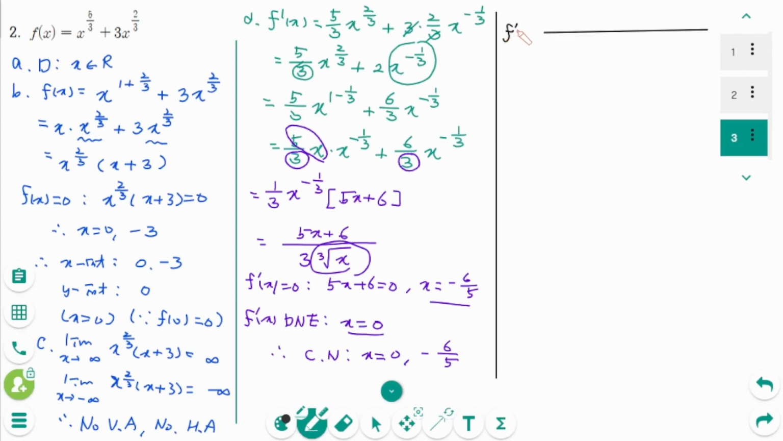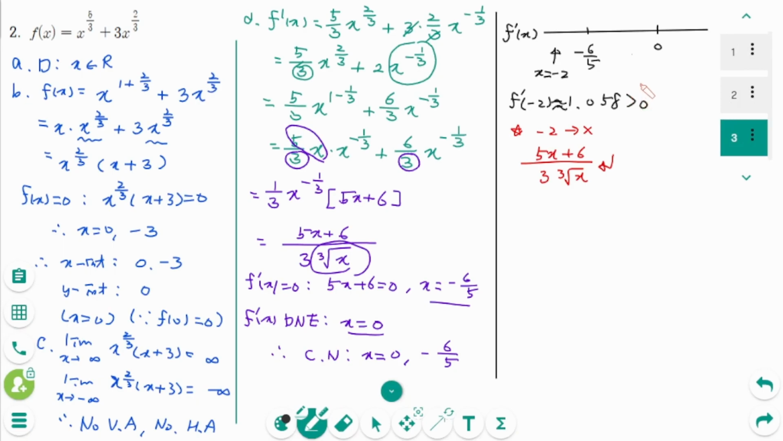On the number line, f prime of x, minus 6 over 5 and 0. When the testing number is minus 2, f prime of minus 2 equals, use the store key in your calculator, minus 2 store x, and write down 5x plus 6 over 3 cube root of x. Enter. You will see this number, 1.058 rounded, which is positive.